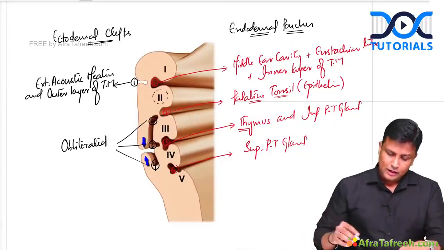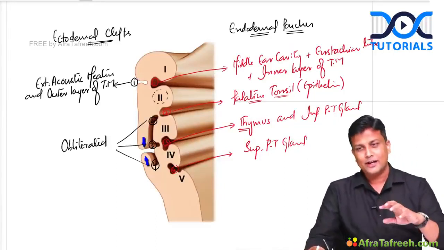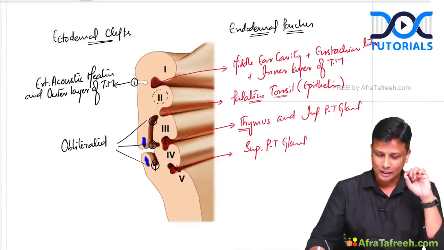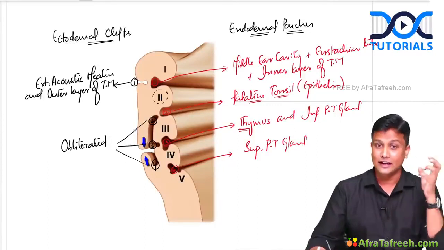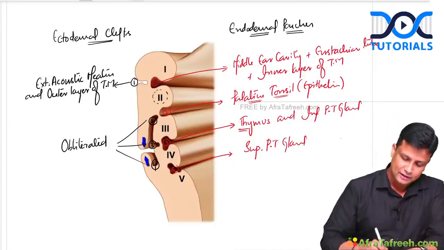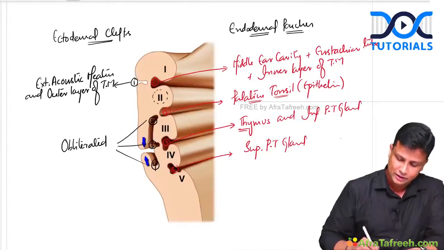Now, after learning all the derivatives, see, in one diagram itself, we have completed everything here, guys. The ectodermal clefts and the endodermal pouches here. Done. Now one more important thing, let's have one more conclusion from this diagram here.